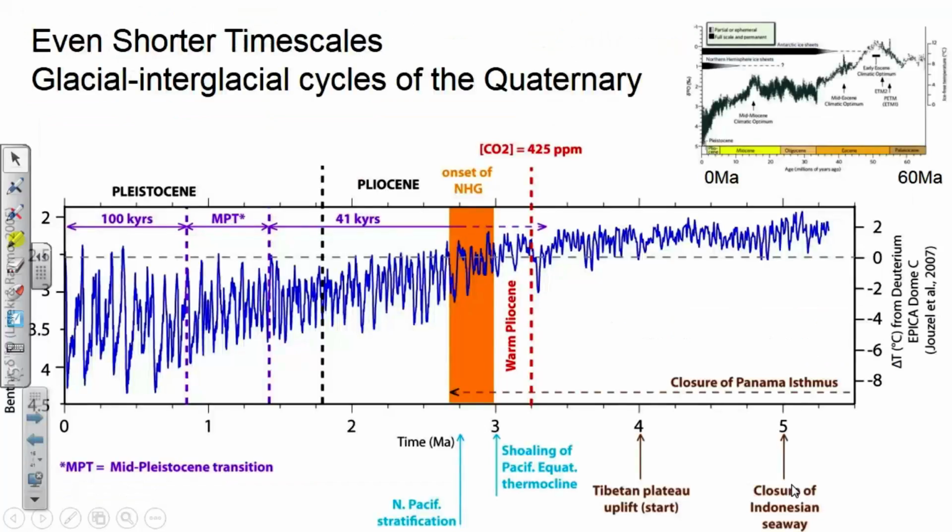We can look at the close-up of the climate record now. Again, we've got oxygen isotopes telling us what temperature is, and as we come down towards the modern, we see the closure of various seaways, this one is in Indonesia, Tibetan Plateau uplift. I think this is the closing of the Isthmus of Panama over here.